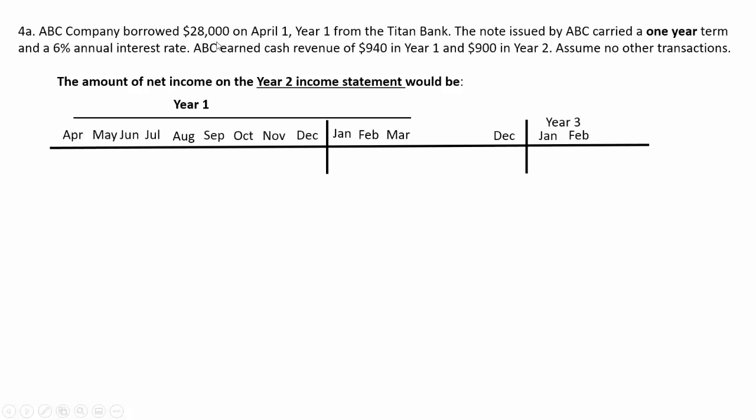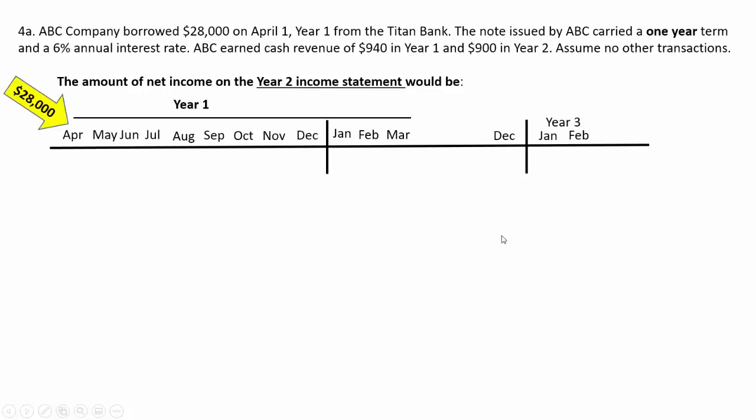ABC Company borrowed $28,000 on April the 1st of year 1 from the Titan Bank. So they borrowed the money right here, $28,000. The note issued by ABC carried a 1-year term and 6% annual interest. ABC earned cash revenue of $940 in year 1 and $900 in year 2. Assuming no other transactions, they want to know what's the amount of net income on year 2 of the income statement. So we're looking at right here, year 2. What's the income going to be?